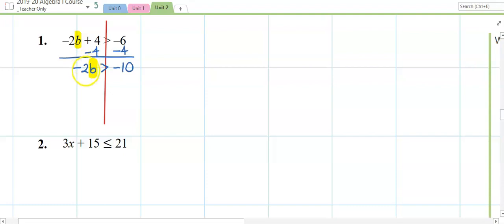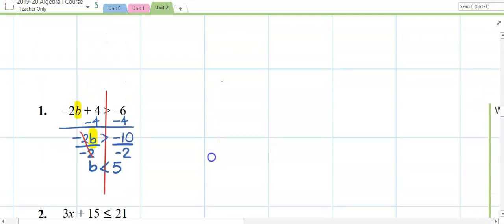In order to get rid of this negative 2, we need to divide by negative 2 on both sides. This is where you need to be careful of your symbol. By dividing by a negative 2, we must flip our symbol from greater than to make it less than. On the left, the negative 2's cancel, and we just have b. And on the right, negative 10 divided by negative 2 would simplify to 5.